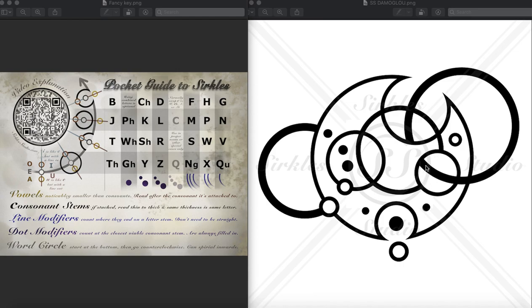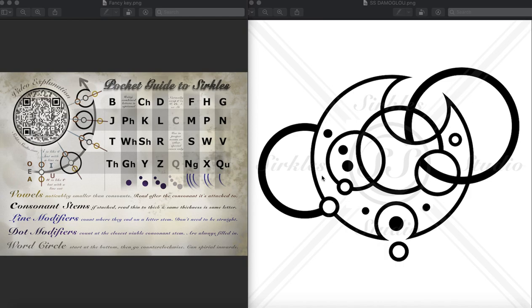Here's the M. 1, 2, 3 lines on a circle inside the word circle. So if we key that out, we're in this stem with 3 lines. So M. Here's an O hanging out by itself inside the word circle. Then we have this deep divot stem again like this, except it only has one line ending on it. So lines that pass through don't count. They only count when they end on it. So that's what line modifiers do. They count where they end on a letter stem. So this is just a G, like that.